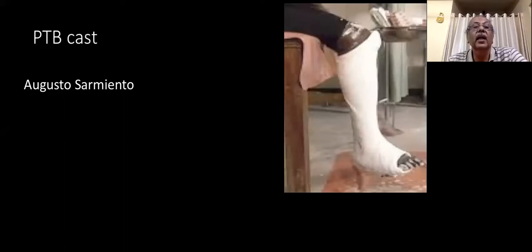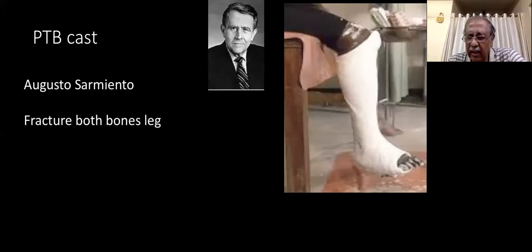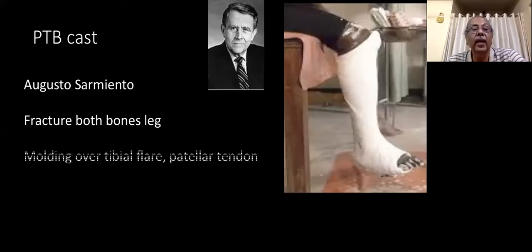Then there may be a patient with this type of plaster. This is called the patellar tendon bearing cast, or the PTB cast. It was described by Augusto Sarmiento, and there is a good book, the Functional Bracing of Fractures by Augusto Sarmiento, and it is mainly used in the treatment of fractured bones of the leg. So molding over the tibial flare is very important, and you can mold over the patellar tendon.